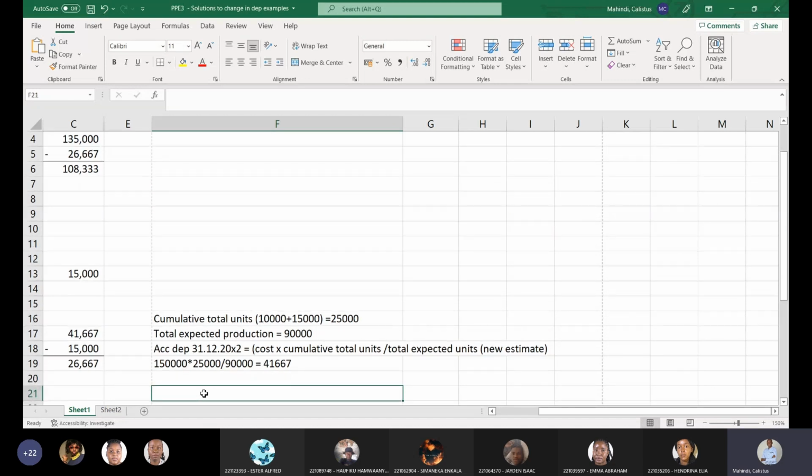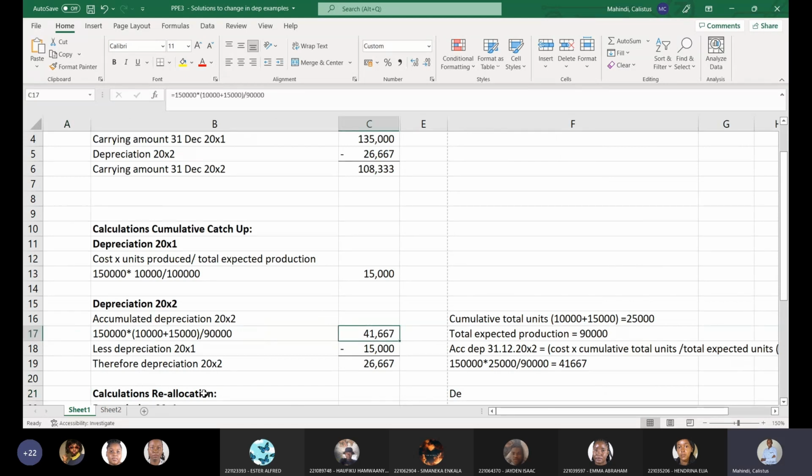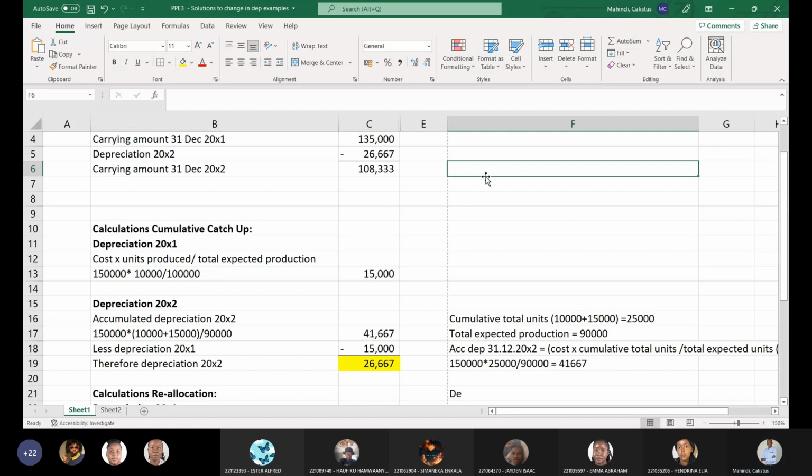But then what would be the depreciation for 20x2? This is what you do. You take the 41,667, subtract the depreciation that we calculated for 20x1, and therefore the depreciation for 20x2 is 26,667. So you do not calculate the depreciation directly like we did when we calculated the depreciation for 20x1. We have to calculate the cumulative total accumulated depreciation as of 31 December 20x2, subtract the depreciation for 20x1 in order to arrive at the depreciation for 20x2. Are we together?